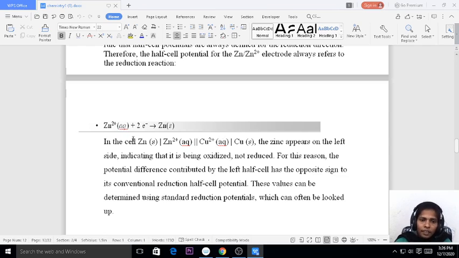The left side undergoes oxidation, not reduction. But here we mention the reduction reaction instead of oxidation to avoid confusion. Whatever the value is for this, we write the opposite sign for this electrode potential value, because we are considering only the reduction potential values as per the IUPAC system.